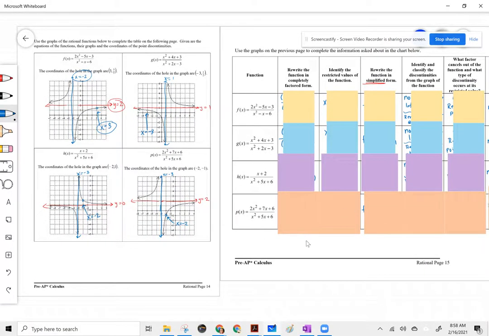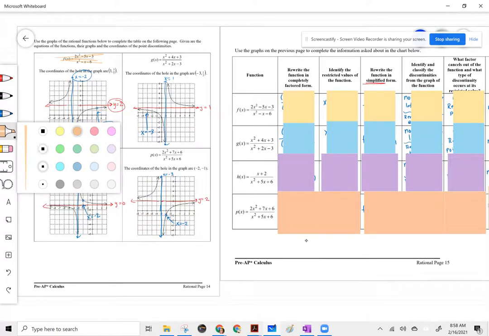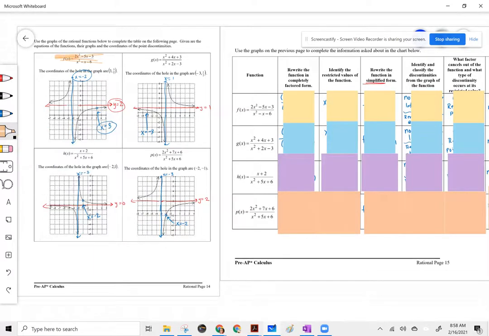So let's take a look at f of x. We are specifically working on the f of x graph. Over here on the left, we have the graph of f of x, but now let's take a look at each of these components.